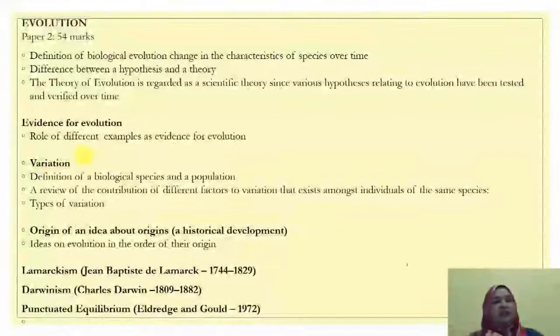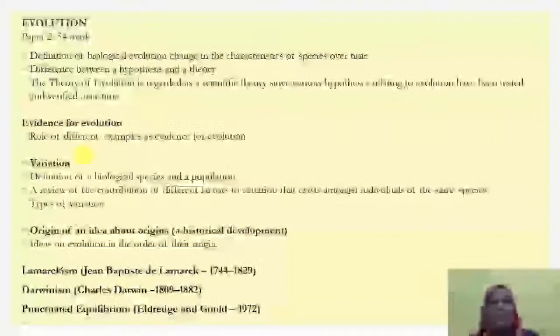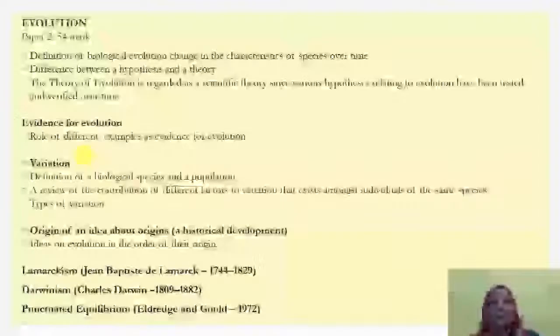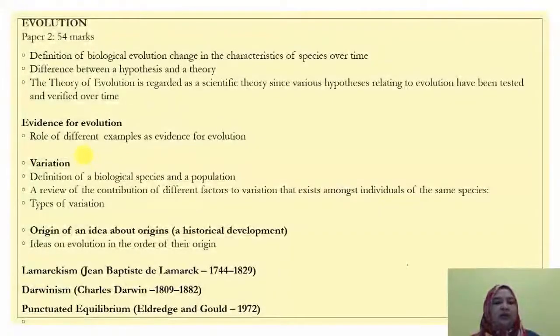Okay, let's look at evolution. So in evolution, we look at different portions. We look at the evidence for evolution. Right, we're going to look at what variation is and the role that variation plays in the process of evolution. We also look at the three theories that were proposed by Lamarck, Darwin, and Eldredge and Gould.